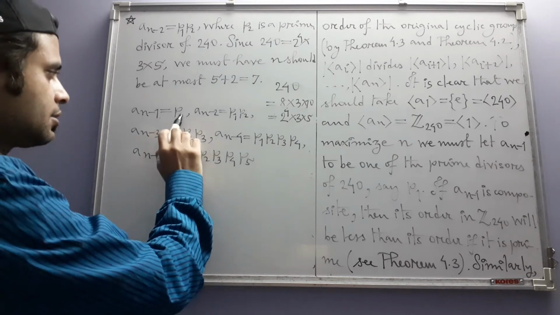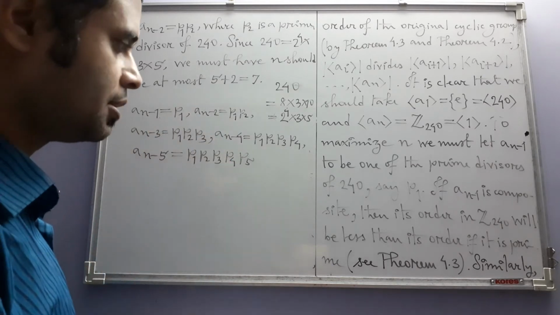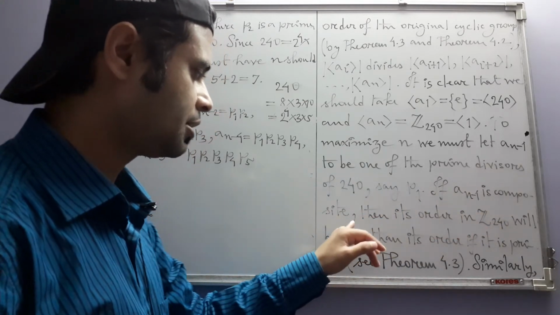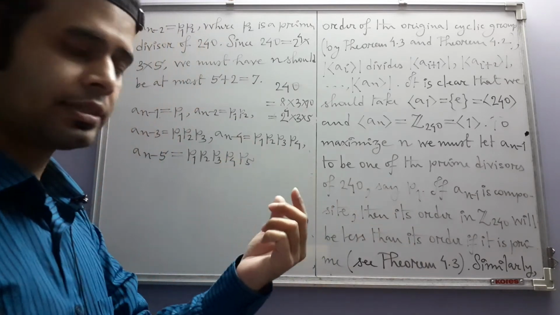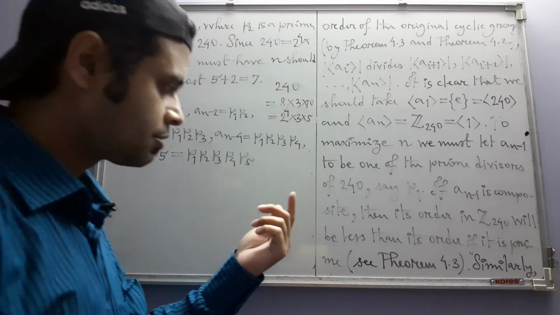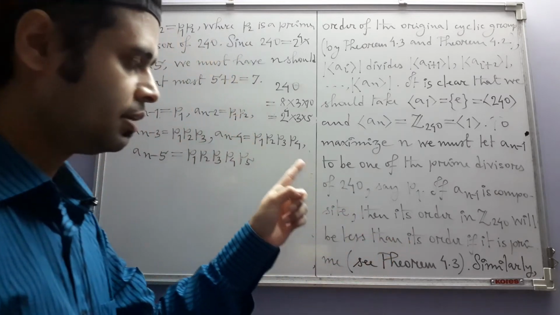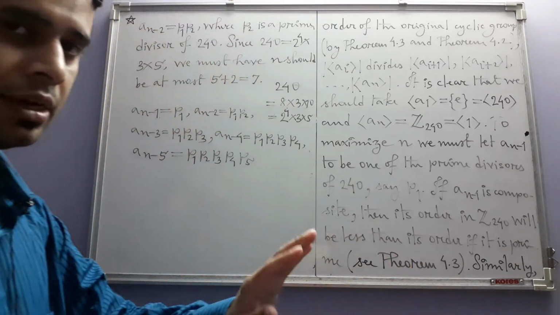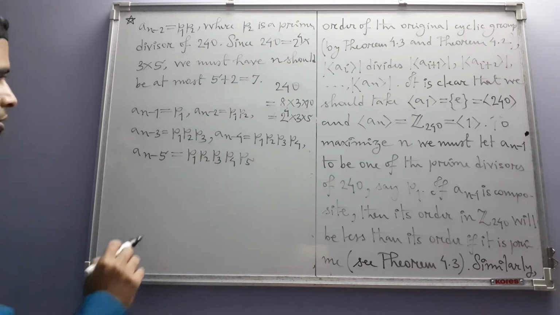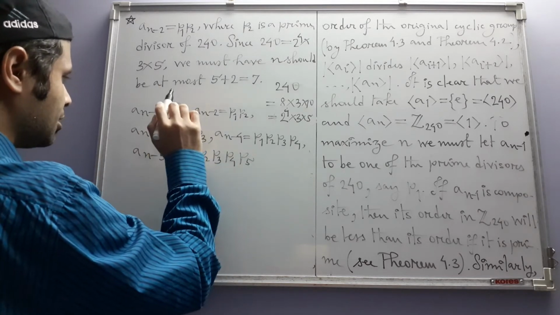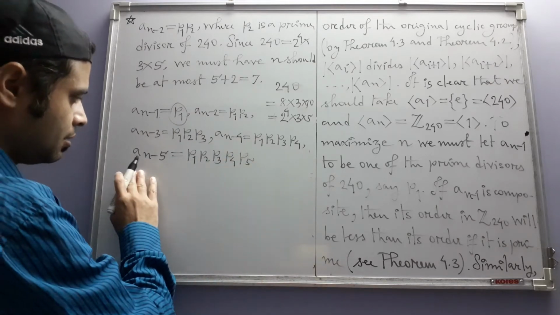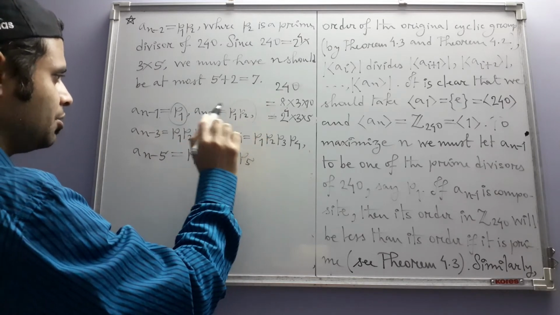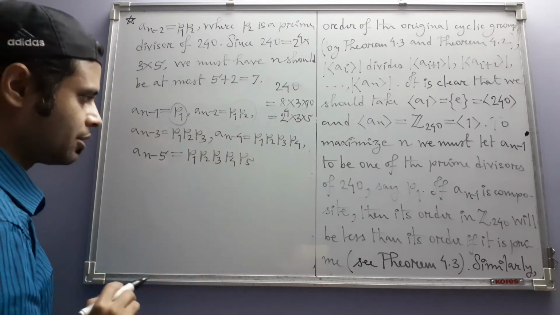Had we taken, instead of P1, had we taken some composite, if we have argued here, if a_n minus 1 is composite, then its order as an element in Z240 will be less than its order if it is a prime, and that follows from theorem 4.3, that second section where we have that n by k and those things. Okay, so a_n minus 1 must be p1, and to maximize the number of such things, the next best thing you can do is p1 p2, and then it goes on like that.